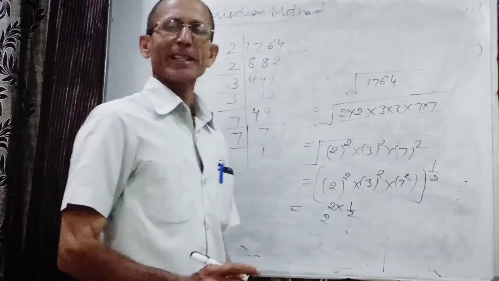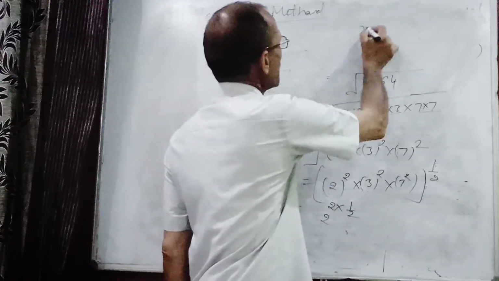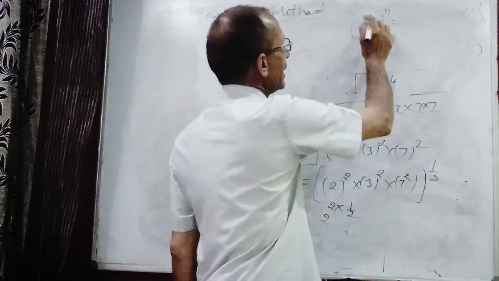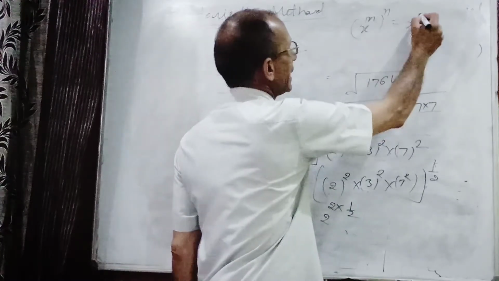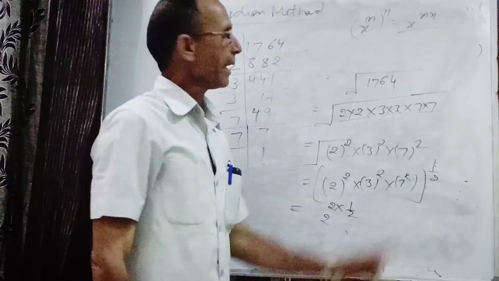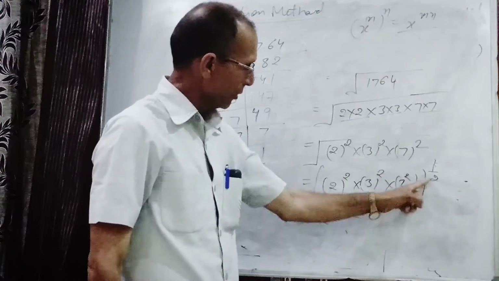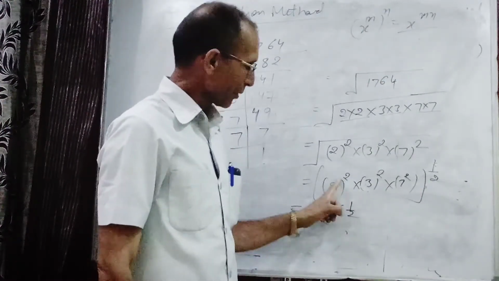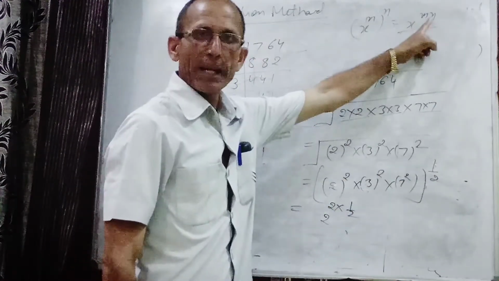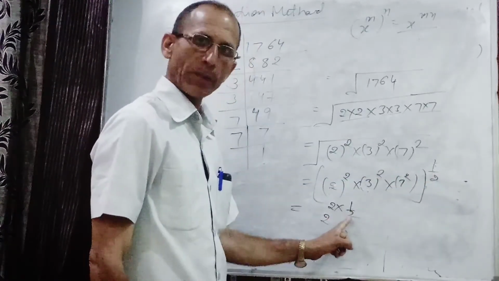Laws of exponents you have already done in earlier classes. I am explaining here. If x power m whole power n, you have done this already in class 7th. The result will be x raised to the power mn. This will be multiplied with this one. Same rule I applied here. 2 square is there, whole power is 1 by 2, so it will be mn. So m is 2 and n is 1 by 2. So 2 multiplied by 1 by 2.